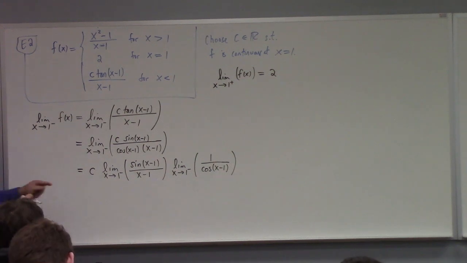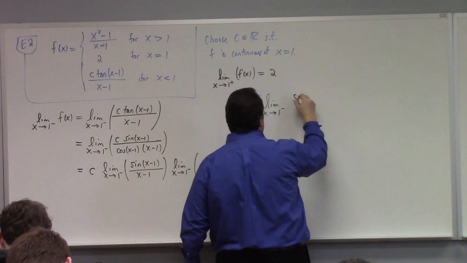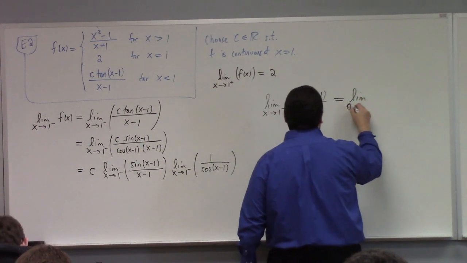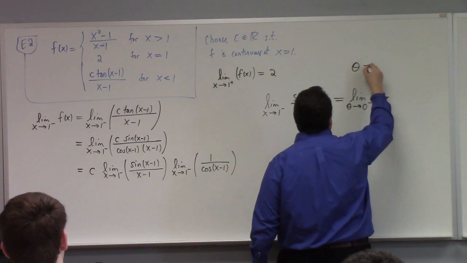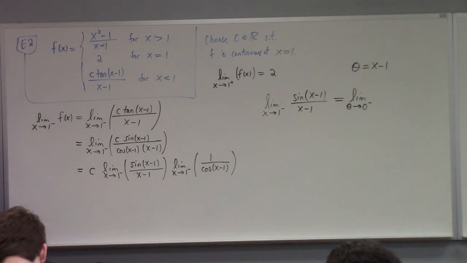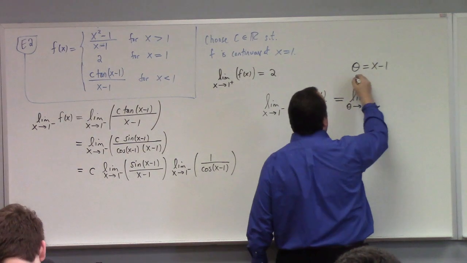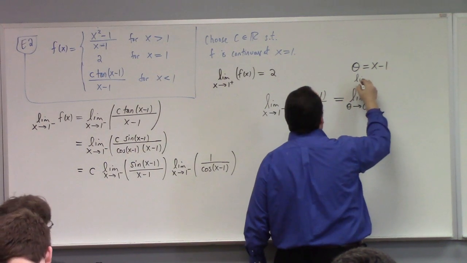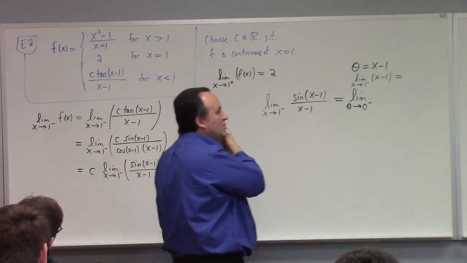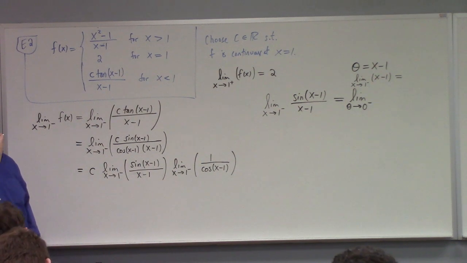Now, let me just talk about this one. Here, the limit as x goes to 1 from the left of sine of x minus 1 over x minus 1, what we can do is say that's really the limit as theta goes to 0 from the left. I make a theta equals x minus 1 substitution. If theta is equal to x minus 1, as x goes to 1 from the left, what happens to theta? Do you guys see it? What's the limit as x goes to 1 from the left of x minus 1? Yeah, it'd be 0. That's right.